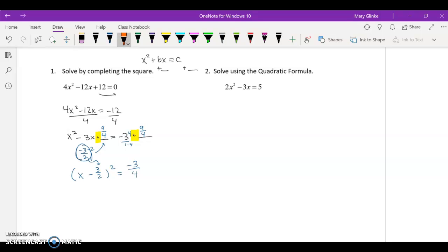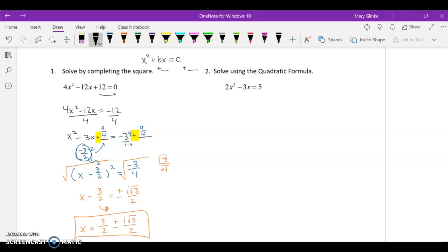Once this is written as a quantity squared, I can go ahead and square root both sides. I get x minus 3/2 equals plus or minus, and I'm going to take the square root of negative 3 and the square root of 4. So my denominator becomes 2 and my numerator becomes i root 3. The last thing then is to move the 3/2 over. So this should be x equals 3/2 plus or minus i root 3 over 2.